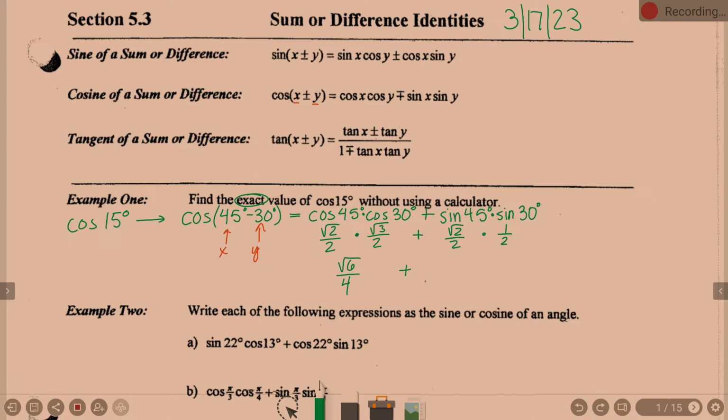What about square root of 2 over 2 times 1/2? Square root of 2 over 4. Do you not know how to multiply? Square root of 2 over 4.